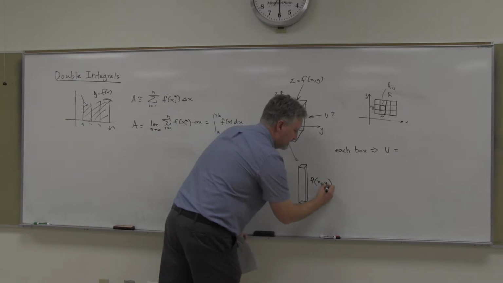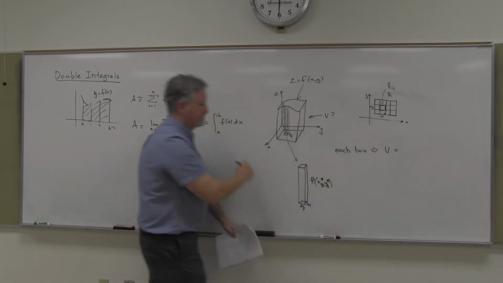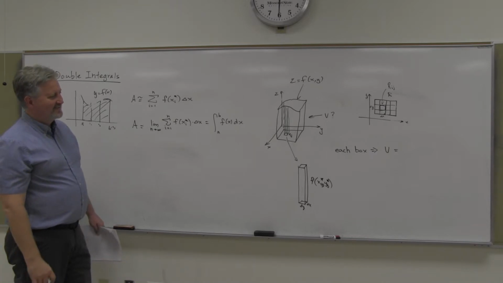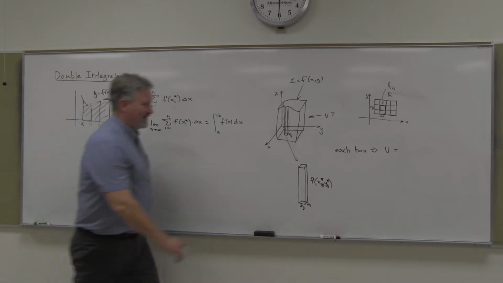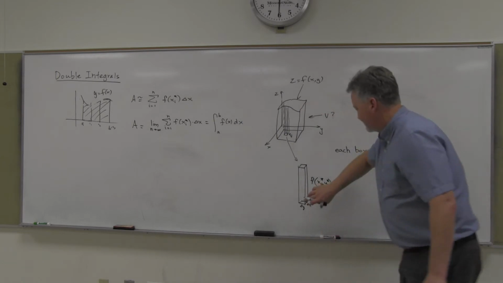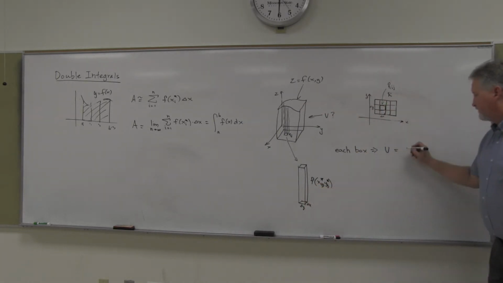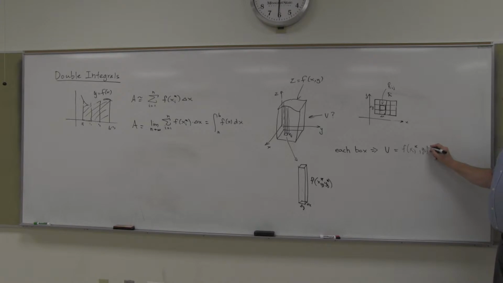And those could be left-hand endpoints, right-hand endpoints. It could be anything of your choosing. All right, well, like I said, the volume is just length times width times height. Now, it'd be the function value at the x sub ij star and the y sub j star.